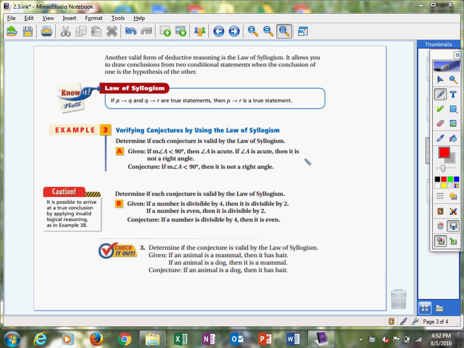Now it's heating up. We are getting deeper and deeper into our deductive reasoning, and we're verifying conjectures. And this time we're going to use a little bit different law called the Law of Syllogism. Now, this is going to really challenge your thinking. I can say this because it definitely challenges mine.